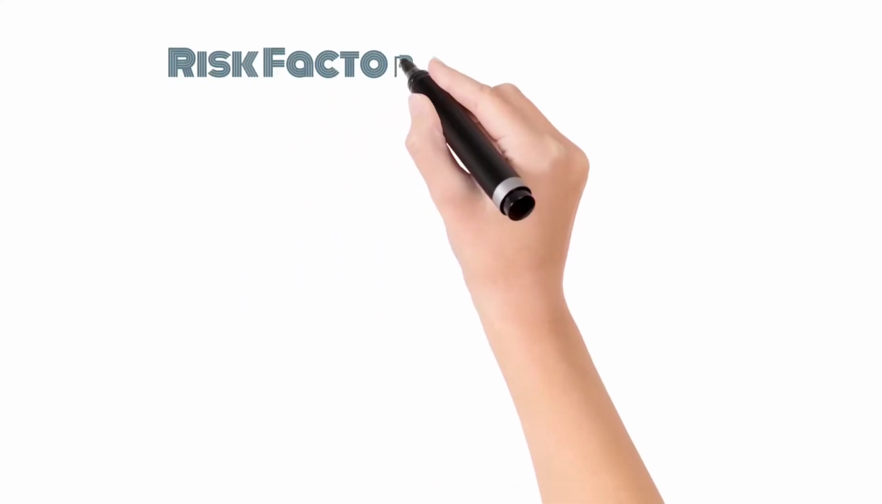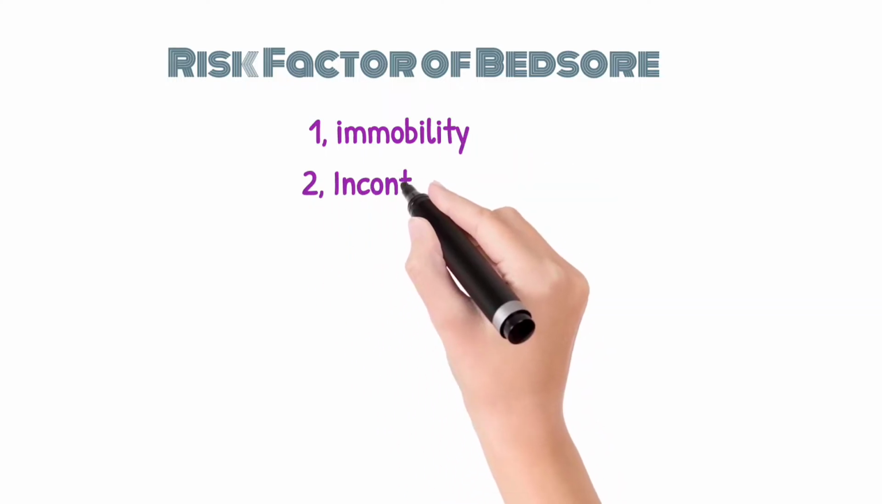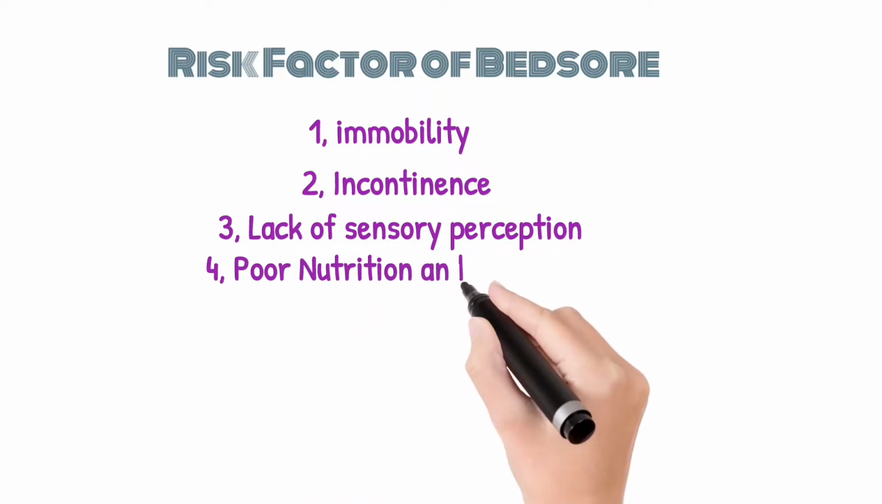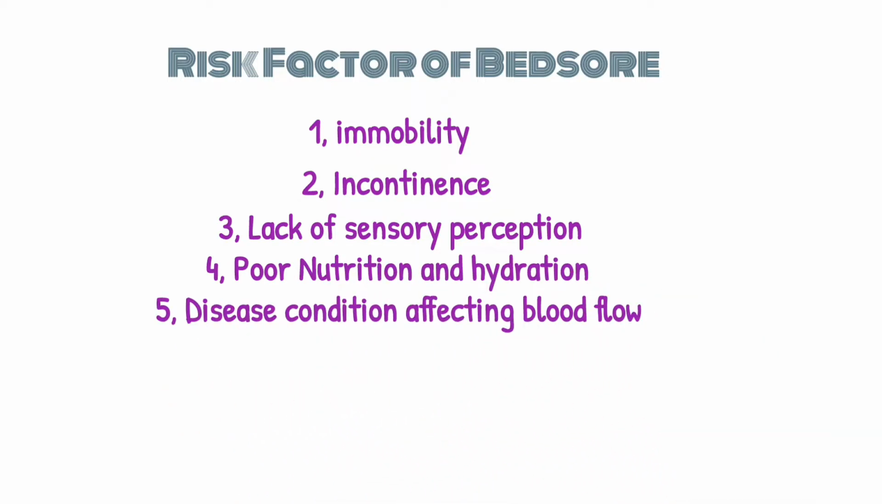Risk factors of bed sore: immobility, incontinence, lack of sensory perception, poor nutrition and hydration, and disease conditions affecting blood flow. Immobility due to poor health, spinal cord injury and other causes. Incontinence: skin becomes more vulnerable with extended exposure to urine and stool. Lack of sensory perception: spinal cord injury, neurological disorder and other conditions can result in a loss of sensation.